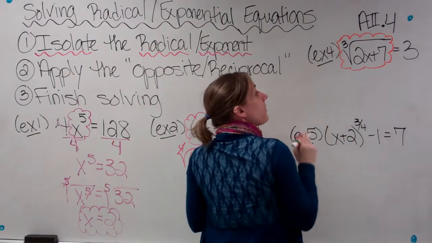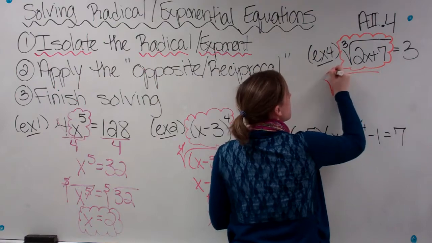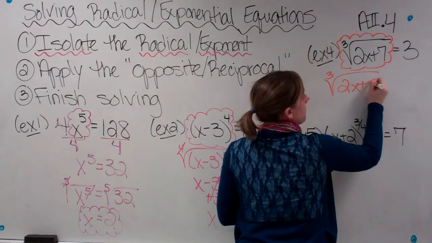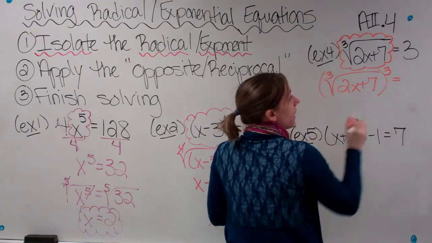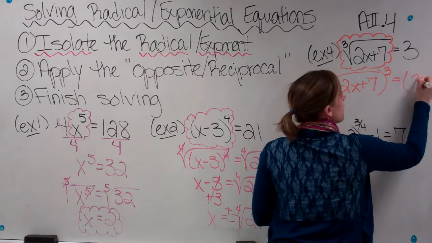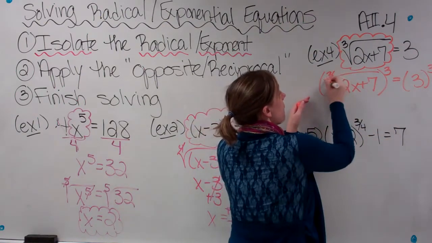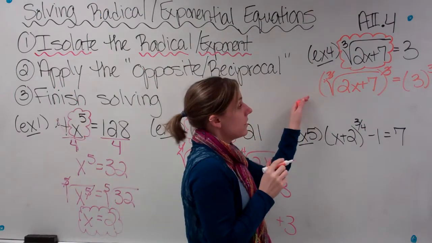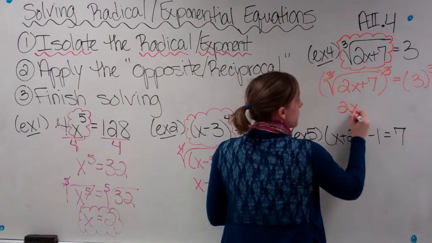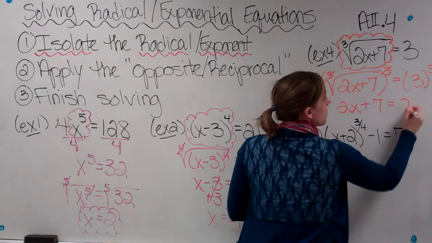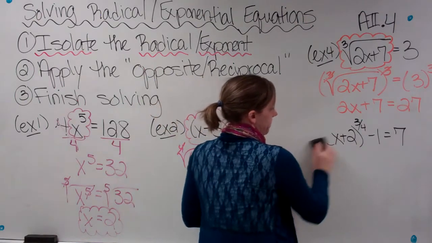All right, so what's the opposite of cube rooting? Well, the opposite of that is cubing it. So we want to cube it. Then whatever we do to the left side, we do to the right side. Since I cubed so that these would cancel, I cube on that side. Then I just have an equation: 2x plus 7 equals 27. Just be careful that you actually solve that correctly.